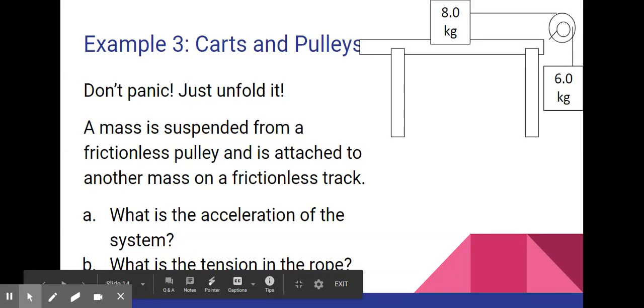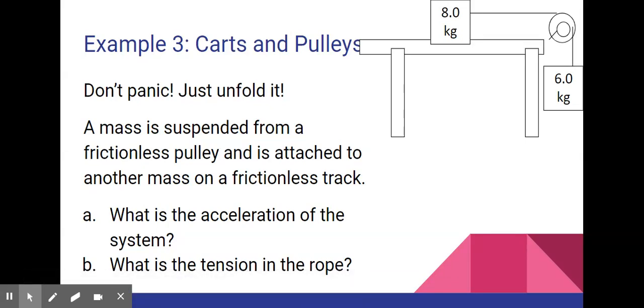All right, so here's another example from carts and pulleys and tension. So you're going to see this in your modified Atwood lab, and I don't want you to panic, so I'm going to show you this video. So again, don't panic, just unfold it.